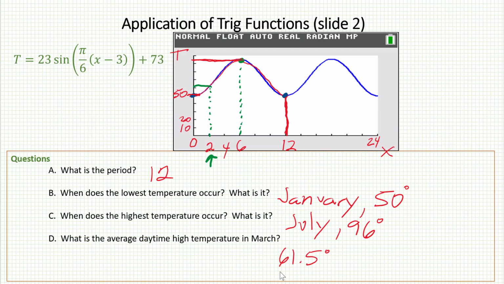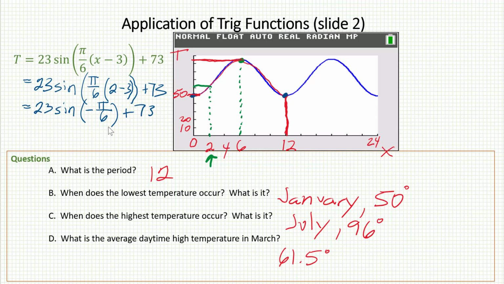Now, I hope you realize that you have the ability to answer these questions by hand as well, without the aid of a graph. I do have the equation. If I want to know the average daytime high in March, I can just go to this equation and stick in x equals 2. Let's see, 2 take away 3 would be -1. -1 times pi over 6 would be negative pi over 6. And then we need to work out sine of negative pi over 6, but we know how to do that.